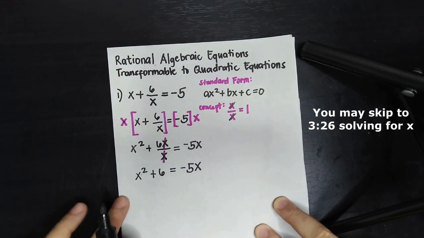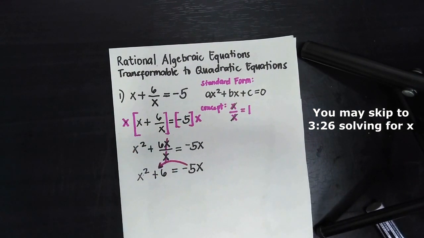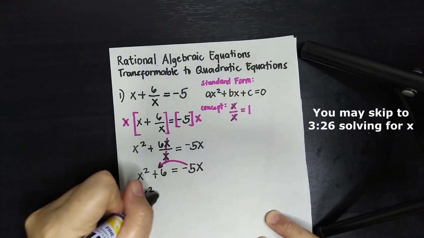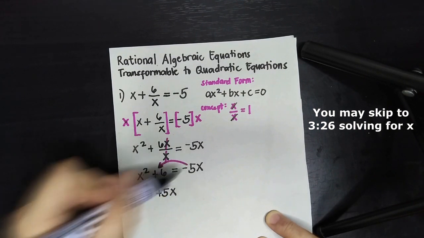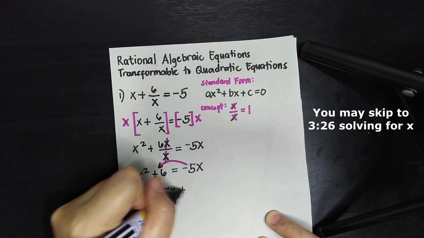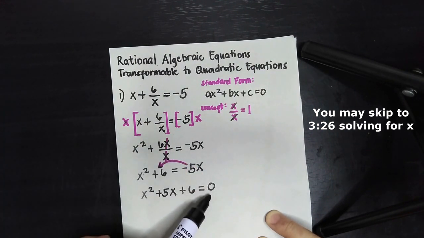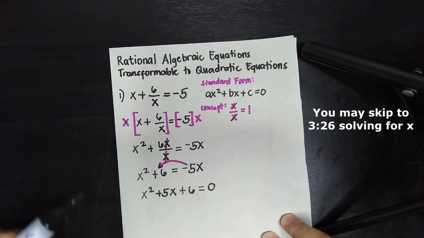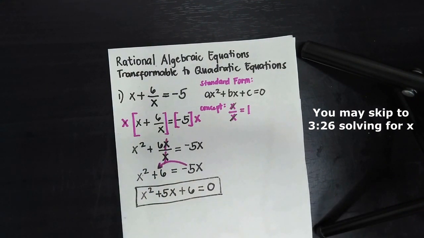Pero we need to set this into the standard form. So we will just transpose negative 5x to the other side of our equation. So we have x squared as our quadratic term, followed by positive 5x. So from negative, this will become positive once it crosses the equal sign. And then followed by our constant term, 6. And then this side of the equation will become 0 since we already transferred negative 5x to the other side of the equation. And this is now our quadratic equation in standard form.